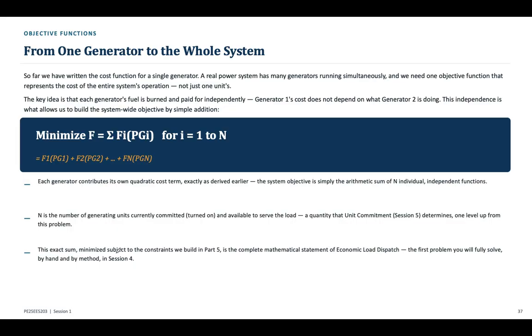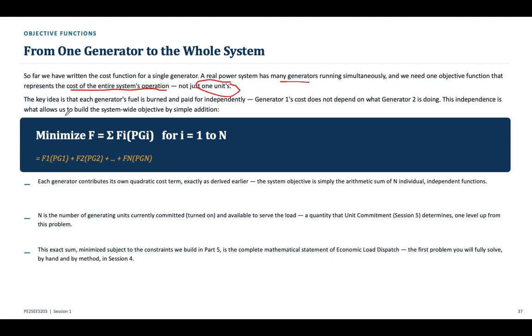See, from one generator, now we are trying to expand the same formula to a set of generators. Here it was only one generator, right? The real power system has many generators running simultaneously. This is where the concept of unit commitment comes into the picture. So we need one objective function that represents the cost of the entire system's operation, not just one unit.